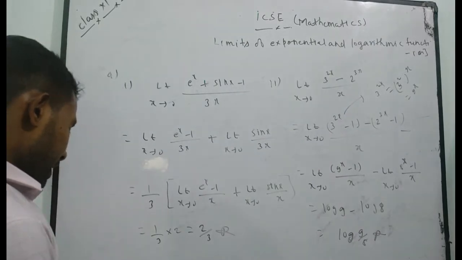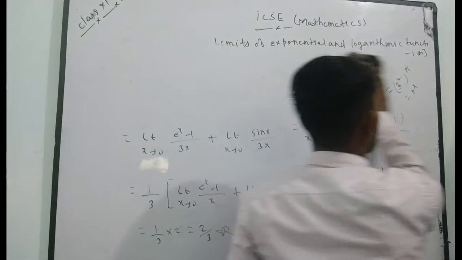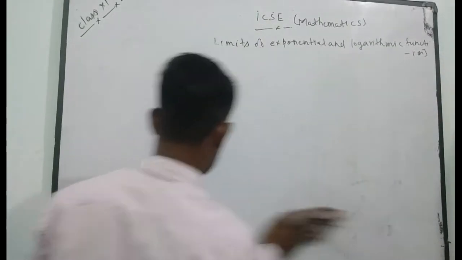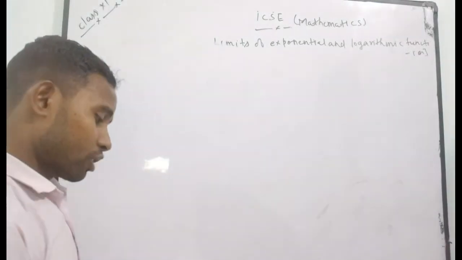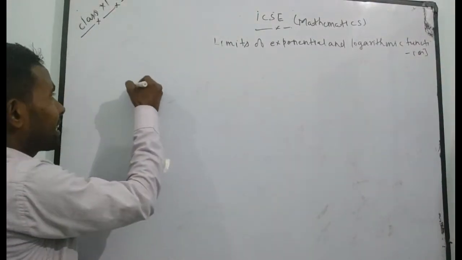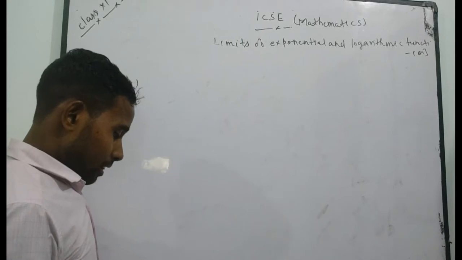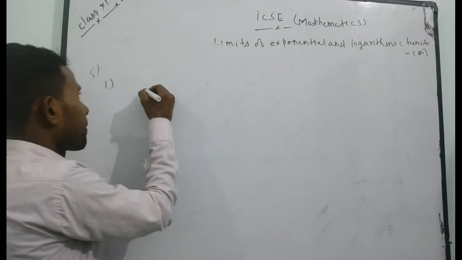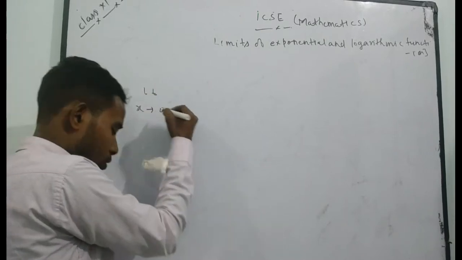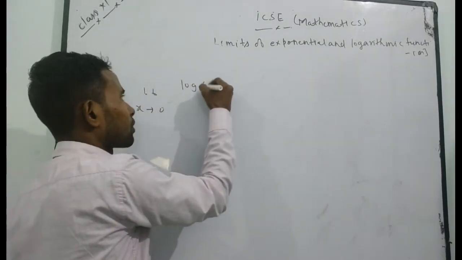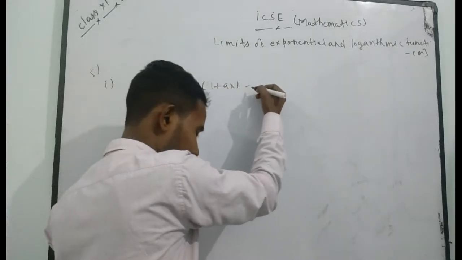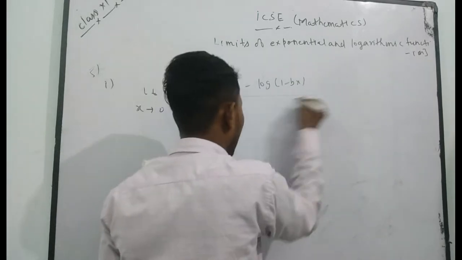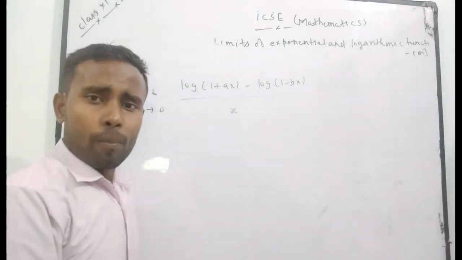Now, I want to take the next problem for you. I always suggest to you, try to write in standard form. Thereafter, it becomes very easy. 5-1. What is 5-1? Limit x tends to 0, (log(1 plus ax) minus log(1 minus bx)) divided by x. You have to find the value of this expression.